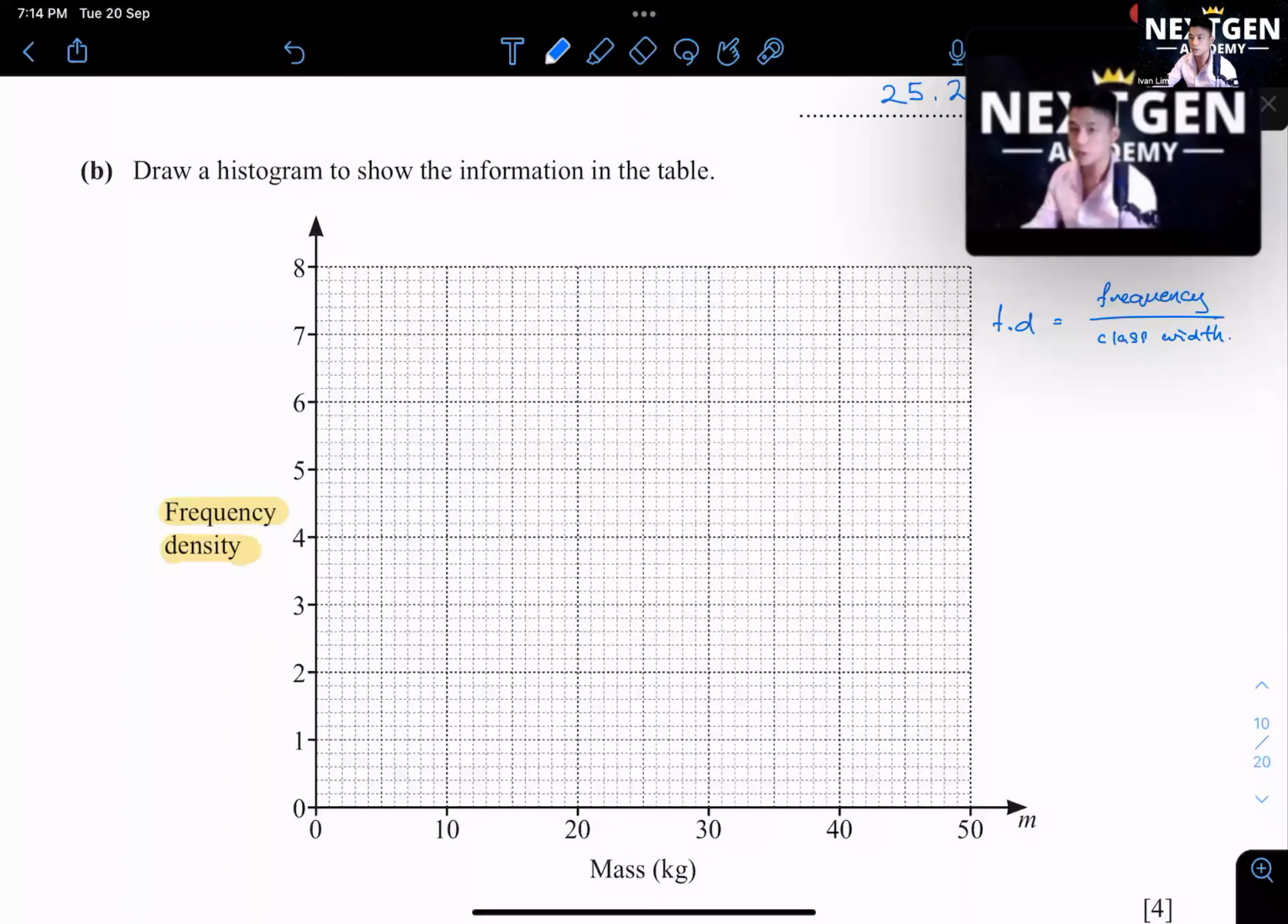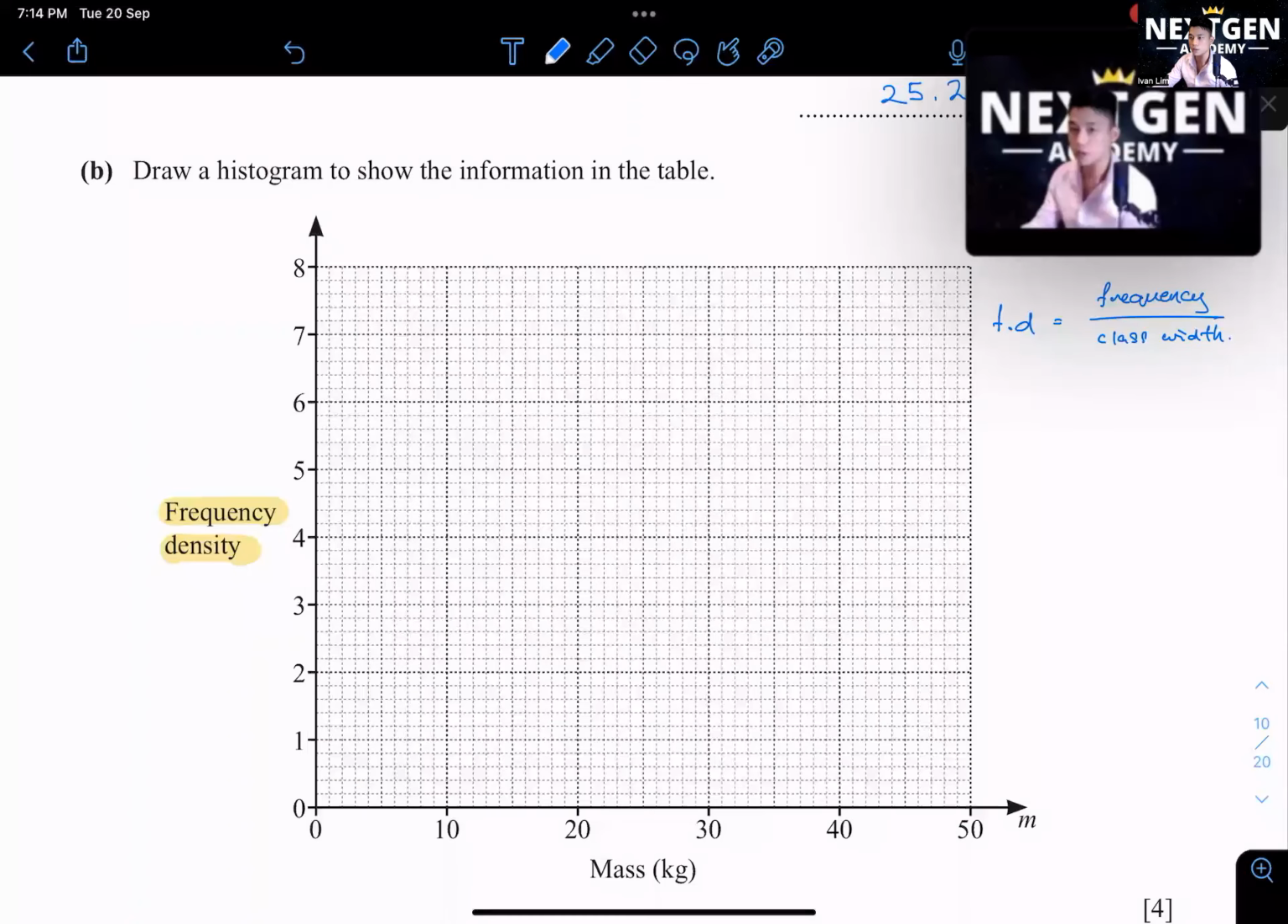Go and calculate this. Write down all your frequency and then write down all your class widths. You all see the small table that I drew there. Frequency: 12, 38, 32, 50, 18. Class width: 10, 10, 5, 15, 10.